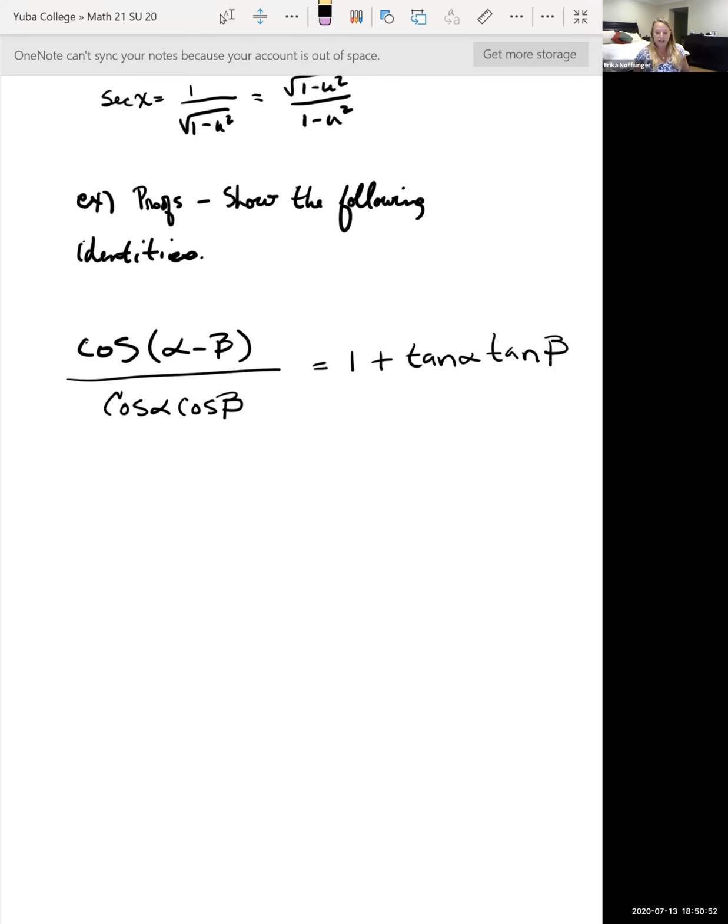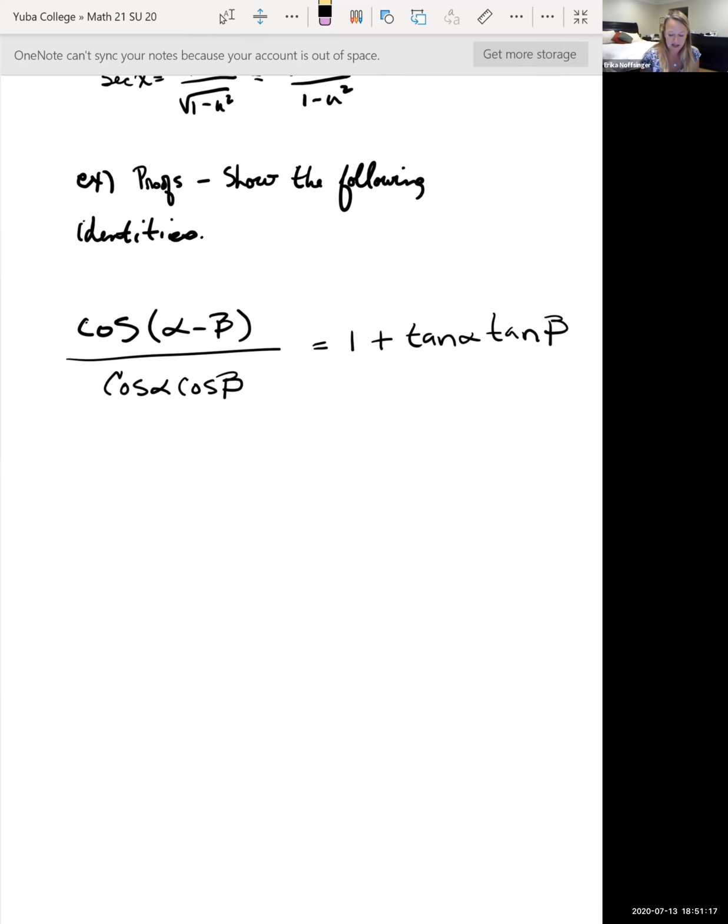So look at which side you want to work with. Usually you choose the more difficult side. Both look like they're kind of difficult. I would probably work with the left-hand side because I see that I have a difference of angles here for cosine, and I know I can break that up into cosine cosine plus sine sine. And I also know sine over cosine is tangent. So it looks like this one might fall out pretty easily.